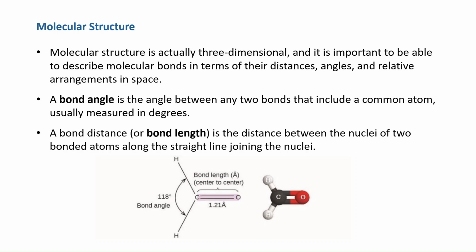The molecular structure is actually the three-dimensional structure of the molecule, and it's very important when you describe bonds to be able to know the length, the angles, how they're arranged in space, and all of that. Here you have a molecule. That's formaldehyde. It's showing you what the bond angle is, the angle between three atoms or two bonds in there. We're not going to talk much about the bond length for now, but the angles, yes, that's going to be very important.